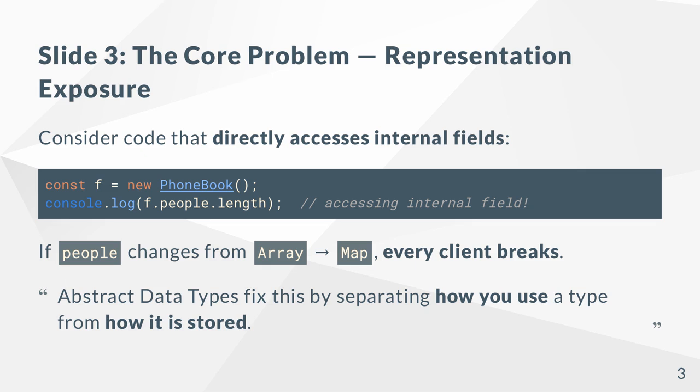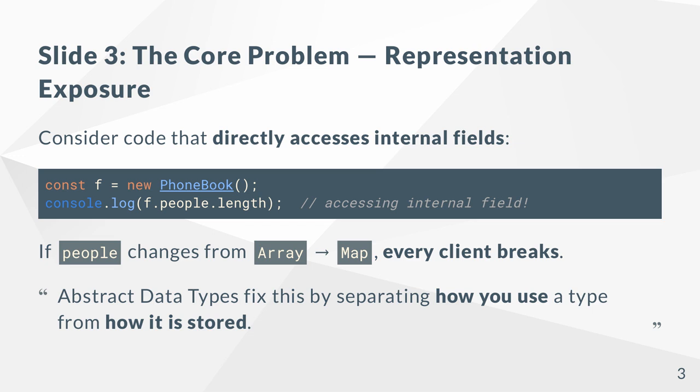Before we define ADTs, let us first understand the problem they are solving. Imagine you are building a phone book application. You create a class called PhoneBook, and inside it, you store contacts as an array of strings in a field called people. Now, a client of your class writes code that directly accesses that field. They write something like f.people.length. This works fine, for now.